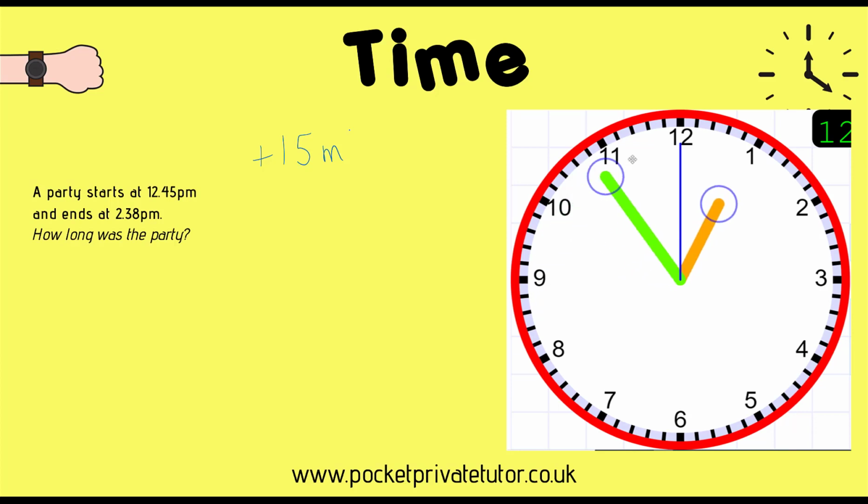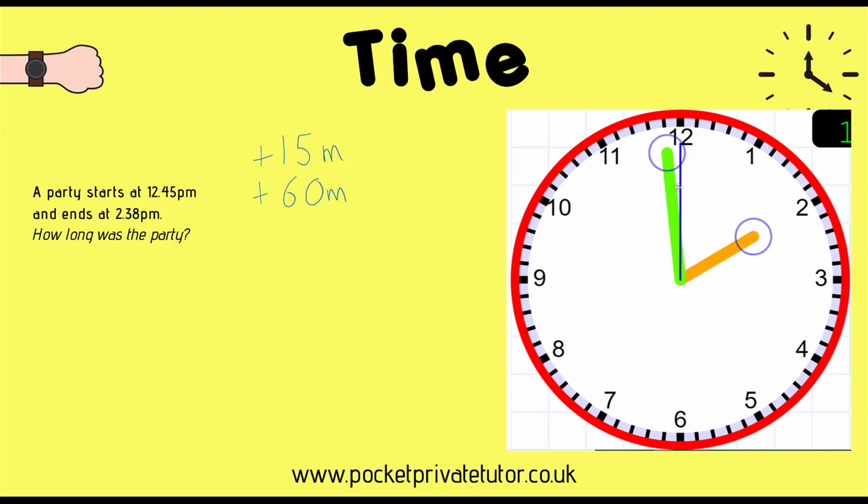I'm at 1 p.m. I can do a full turn. I can do a full hour to 2 p.m. still, can't I? Because the party doesn't end till 2:38. So I turn all the way around to 2 o'clock, and that is 60 minutes.